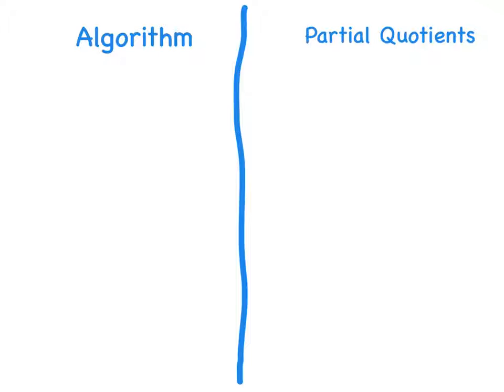I'm going to show you another example side by side of each of the two methods, the algorithm method and then the partial quotients method, so that you can see them right there next to each other. So I'm going to do the problem 547 divided by 4. So my first step here is to start and see how many times 4 goes into 5.